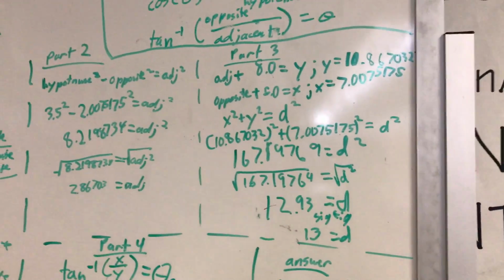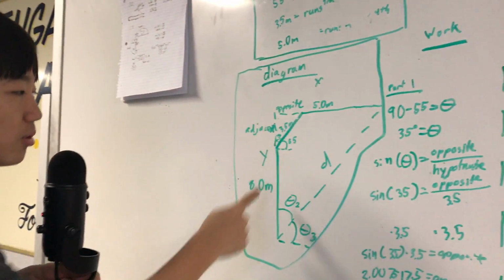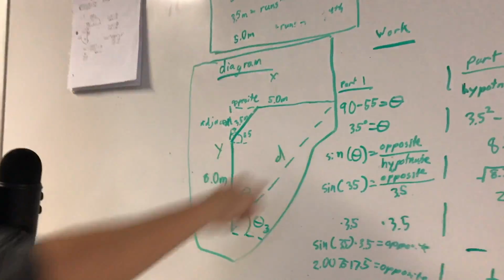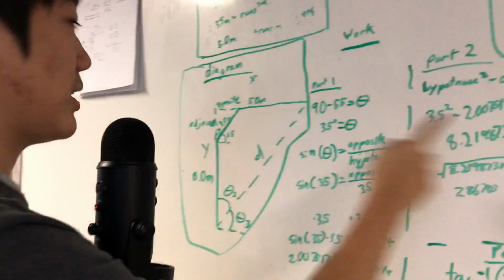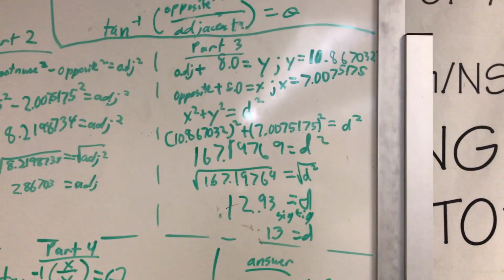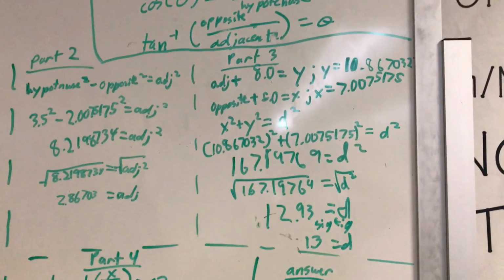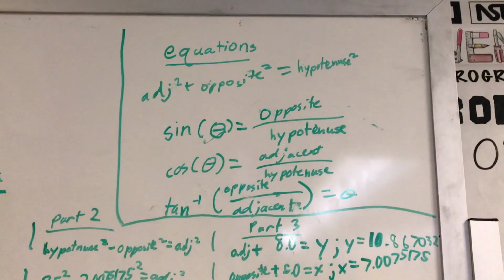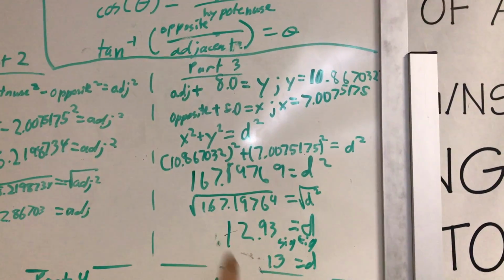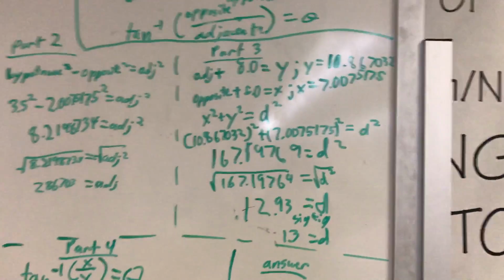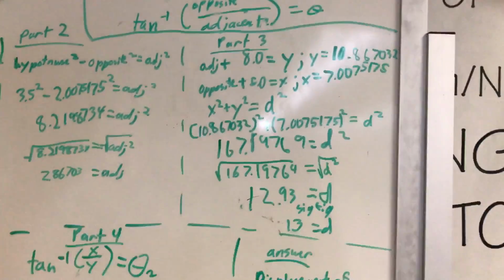Now what we want to do is find this whole length right here and this whole length right here, so you can find displacement through the Pythagorean theorem. We add adjacent to 8.0, so we can find y, which is right here, and add opposite to 5.0 meters, so we can find this length right here. Then you get these two values. Now x squared plus y squared equals d squared, another Pythagorean theorem equation. You simplify that out, plug it in, simplify it out, and you eventually get 12.93 equals displacement. Of course, you use sig figs, and then you get 13 equals displacement.